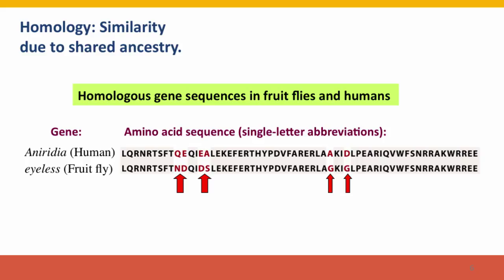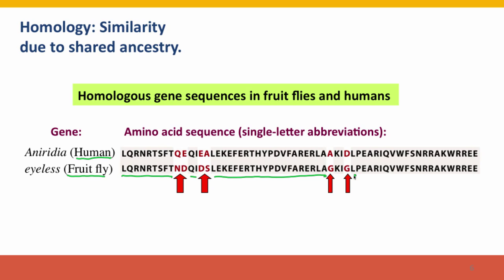We can extend the comparison farther to look at individual sequences. Here are the amino acid sequences of two genes. One gene is the eyeless gene of fruit flies. When this gene is defective, the fly doesn't have any eyes. The other is a gene that was studied completely independently in humans. It's responsible for a disease called aniridia, which is the hereditary absence of eyes. Once these genes were sequenced and compared, it was astonishing to see how similar these sequences are.